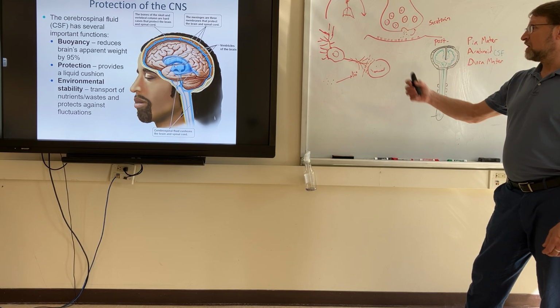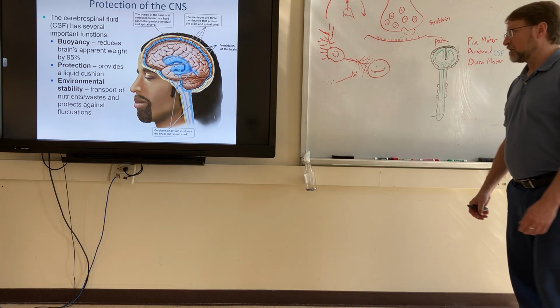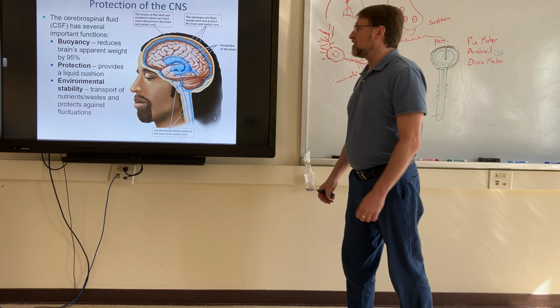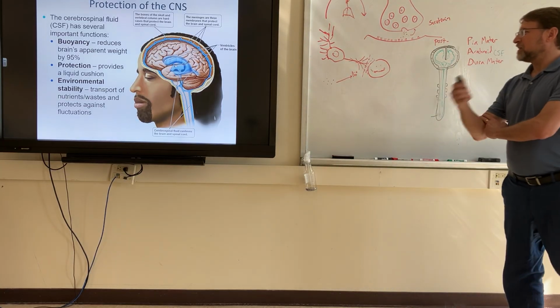So why do we have CSF? The brain floats, reduces our weight quite a bit, protects us from sloshing about, and it stabilizes the movement of nutrients and waste, and it helps clean us.